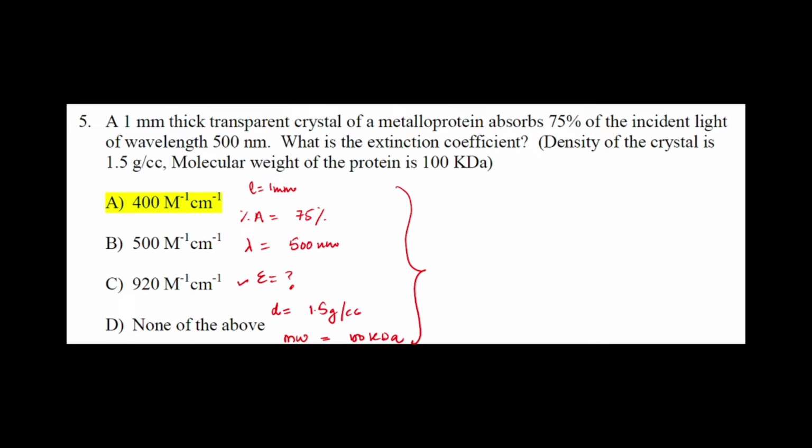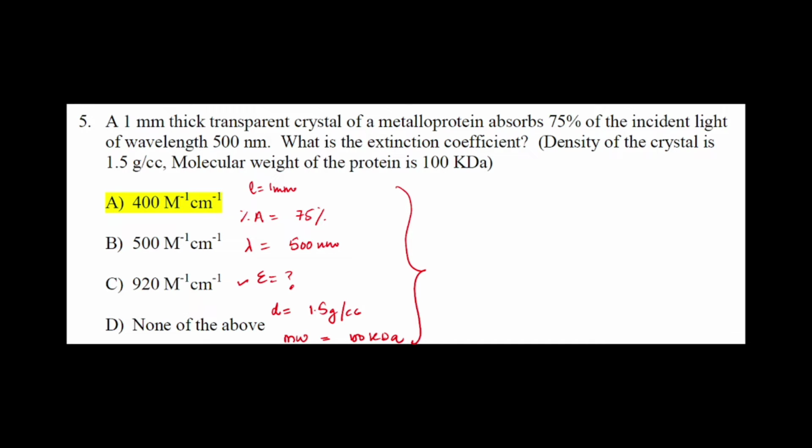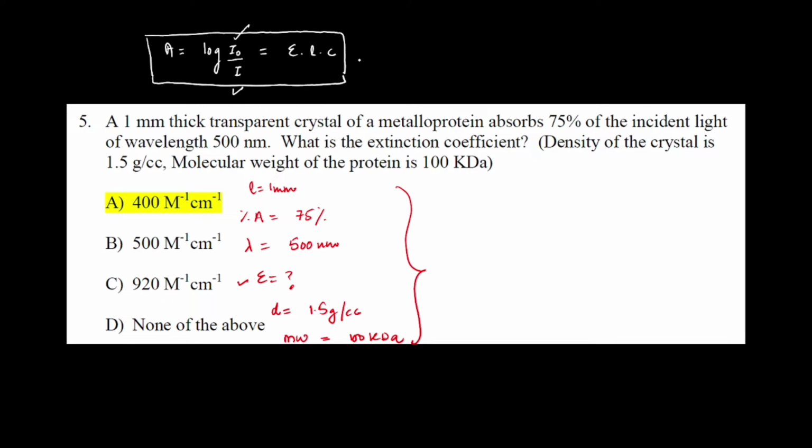Before we get to the extinction coefficient, let's understand how we can actually find out its value. What is the roadmap? So we know absorption is equal to log I naught upon I, which is further equal to epsilon l c. So we have to use this equation, and through this equation we can get to the value of extinction coefficient. So we have I naught, that is incident radiation intensity, I, that is transmitted radiation intensity. We need to figure out the value of extinction coefficient. We have length as well.